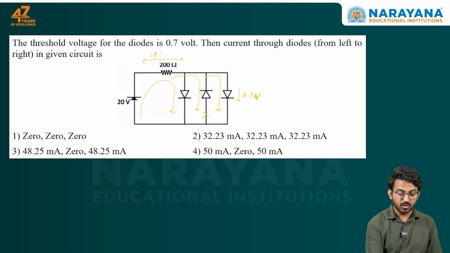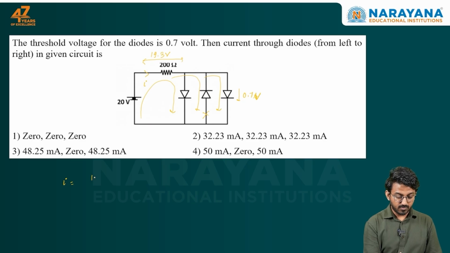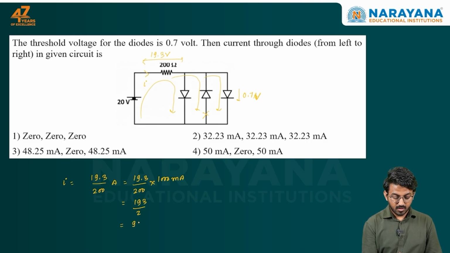which is 19.3 volt. So current through the resistor here is going to be some I, and that I is going to be 19.3 divided by 200 ampere. Converting it to milliampere is going to be 19.3 over 200 into 1000 milliampere, finally giving us 193 by 2, which is equal to 96.5 milliampere. And realize that all of that current will divide into two parts.